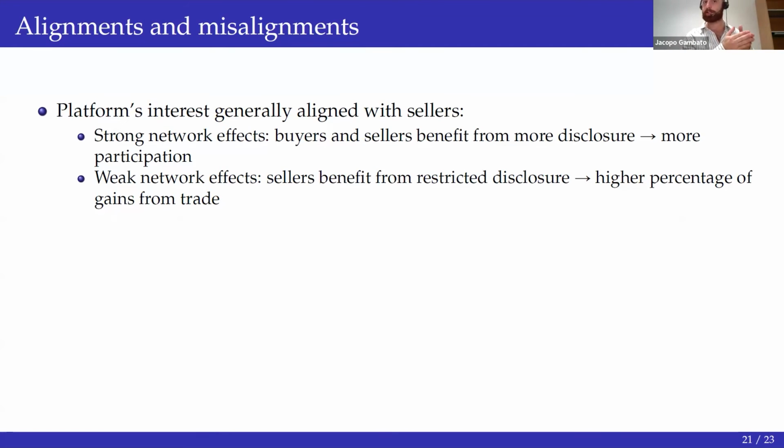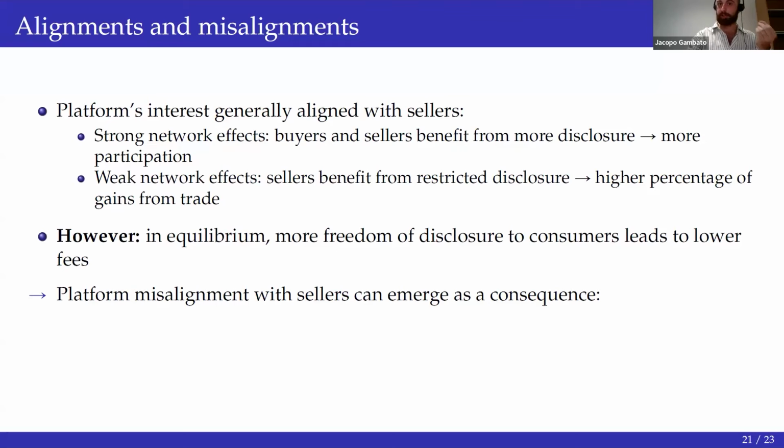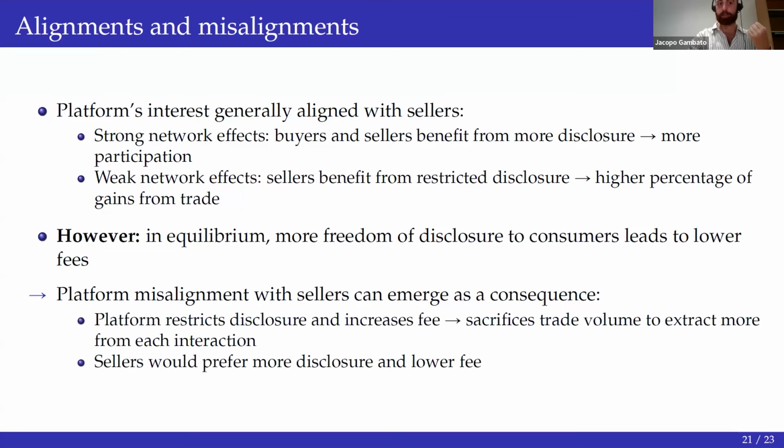When there are strong network effects, buyers and sellers tend to benefit more from disclosure, and therefore the more participation makes everybody happier with allowing disclosure. However, when network effects are weak, the sellers benefit from restricted disclosure because they get to keep more of the gains from trade, and the platform benefits from that as well. However, because more freedom of disclosure also leads to a lower fee, this misalignment of interests can emerge in the platform environment. The platform would, in some cases, restrict disclosure beyond what sellers would want because it wants to extract a higher fee from the trade.